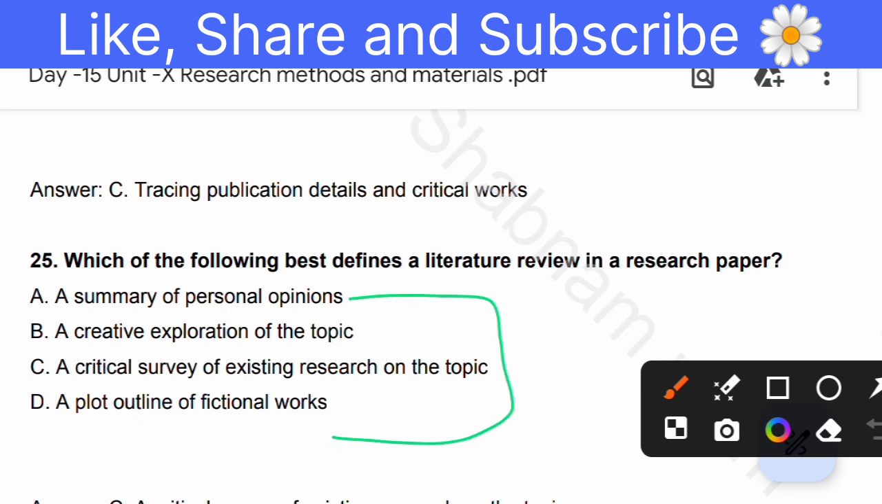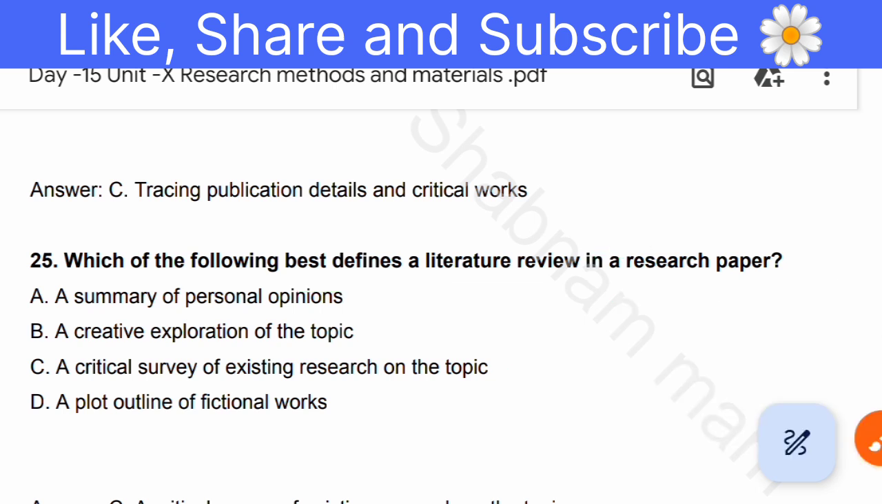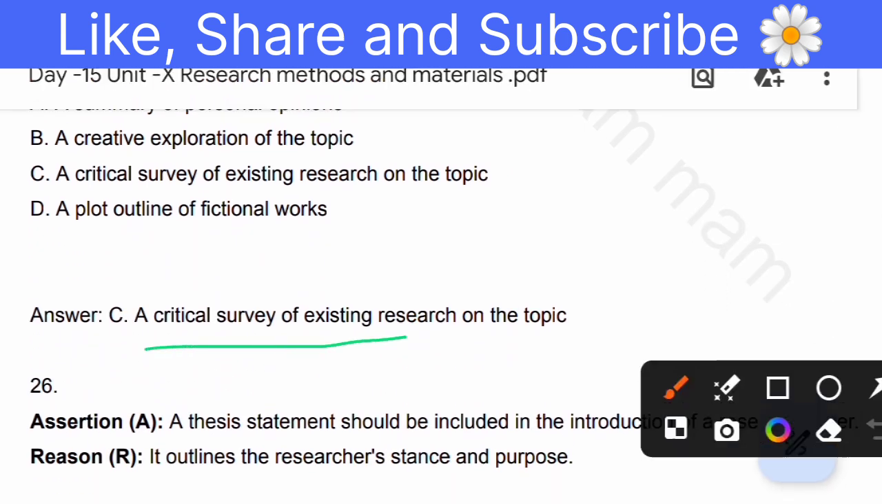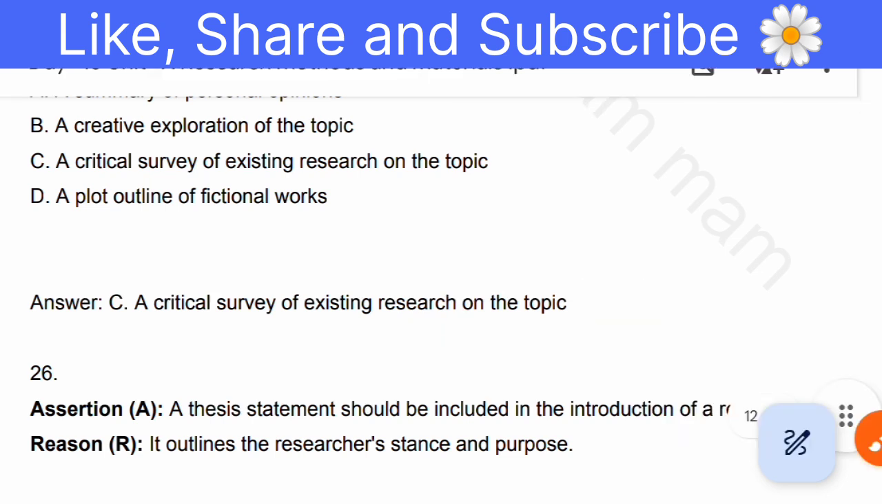Which of these best defines a literature review in a research paper? Correct answer of this question is a critical survey of existing research on the topic. Move on to the next question everyone.